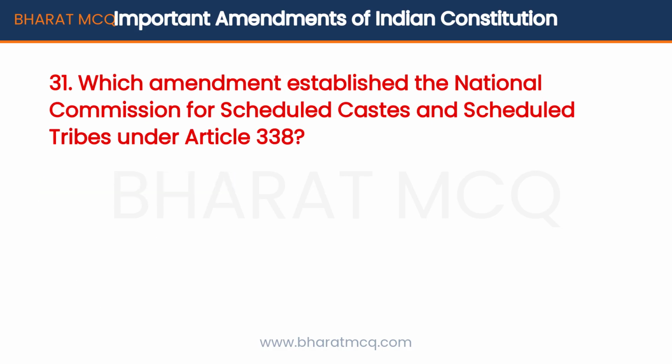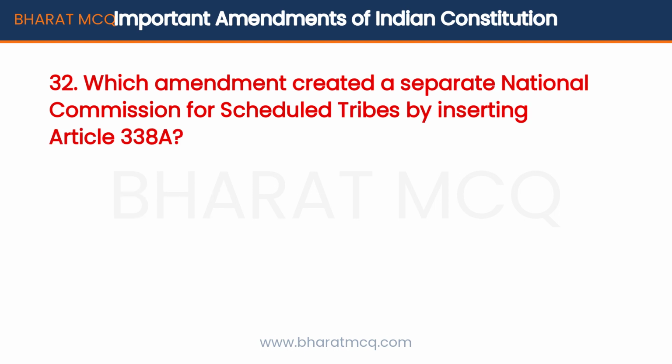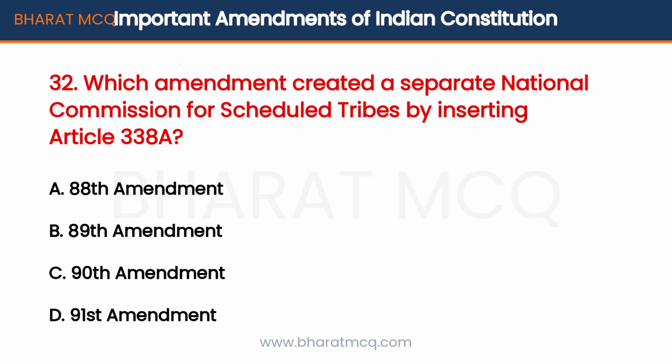31. Which amendment established the National Commission for Scheduled Castes and Scheduled Tribes under Article 338? The correct answer is 65th Amendment. 32. Which amendment created a separate National Commission for Scheduled Tribes by inserting Article 338A? The correct answer is 89th Amendment.